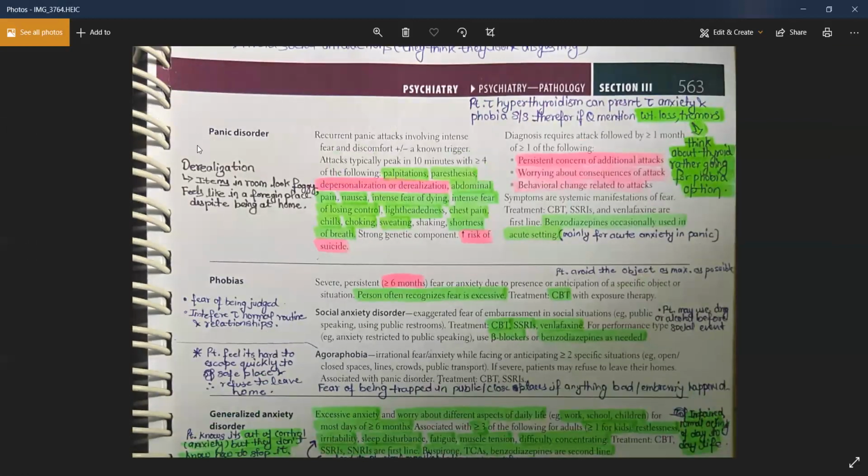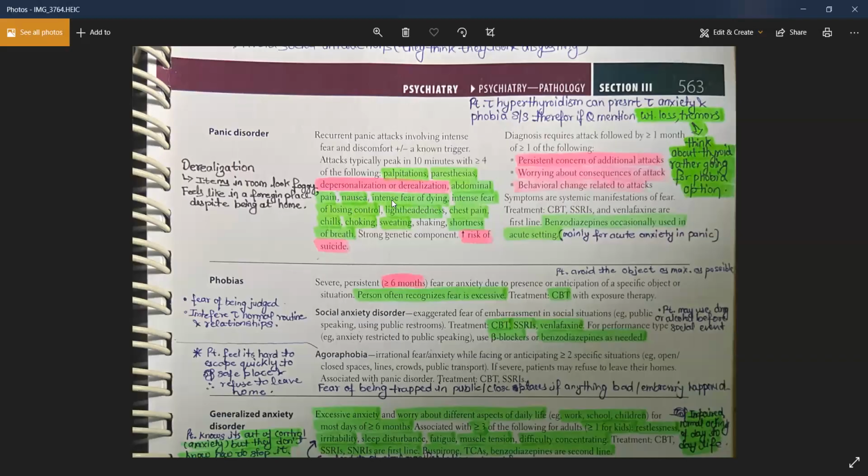First you have the panic disorder. In panic disorder, it can mimic anything. It can mimic ARDS, it can mimic a myocardial infarction, it can mimic an angina episode. You're having sympathetic hyperactivity in panic disorder. You will get palpitations, neuropathies like paresthesias, or paralysis could be there. Depersonalization and derealization can exist. Abdominal pain, nausea, and intense fear of dying. That is the important thing: the intense fear of dying is there.